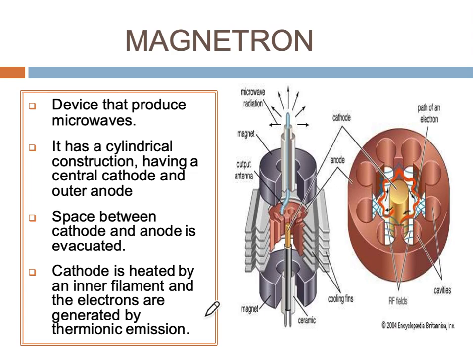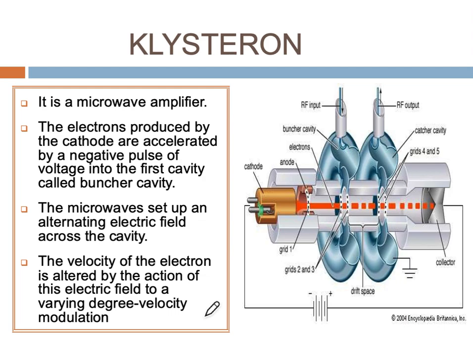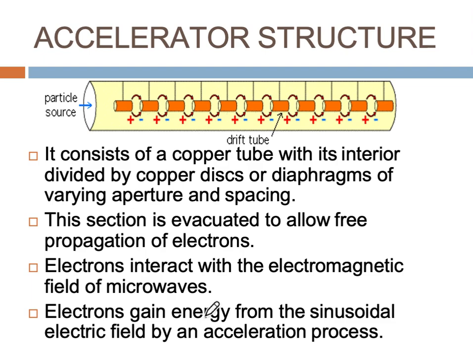That means it needs to have radio frequency, and it is a cylindrical construction having a central cathode and an outer anode, and the space between the anode and cathode is evacuated. This is simply the magnetron, used to produce the microwaves. And then klystrons are the microwave amplifiers. So the electrons produced by the cathode are accelerated by a negative pulse, and can be taken up to higher energies. The next one is the accelerating structure, and it consists of a copper tube.